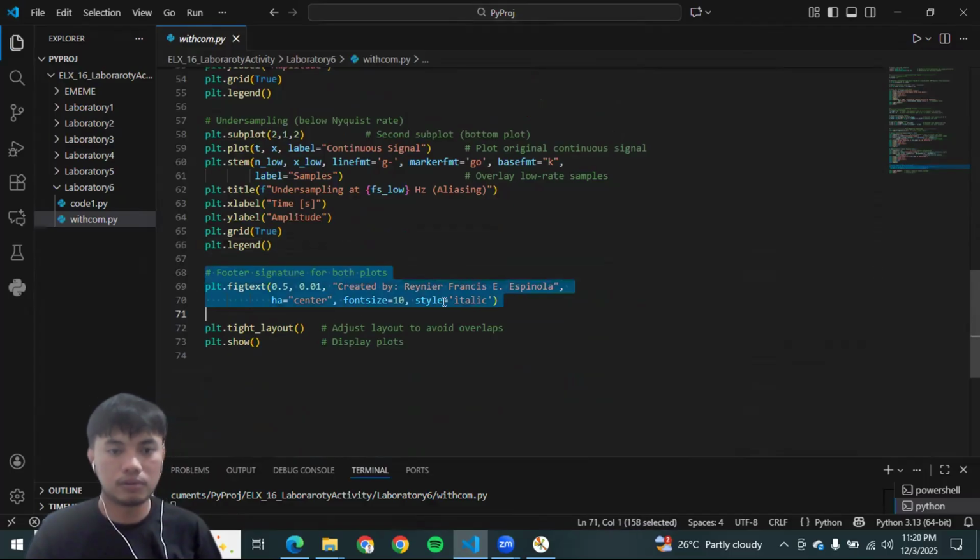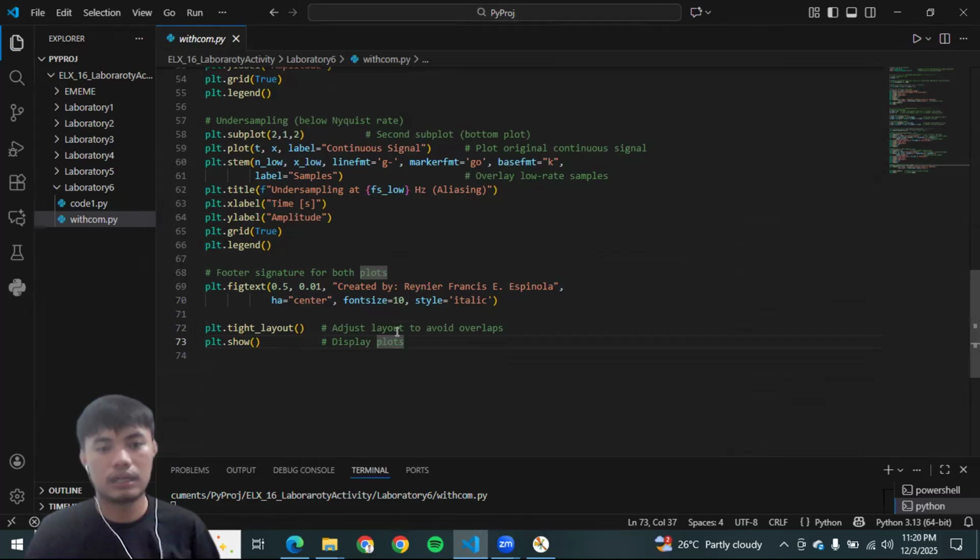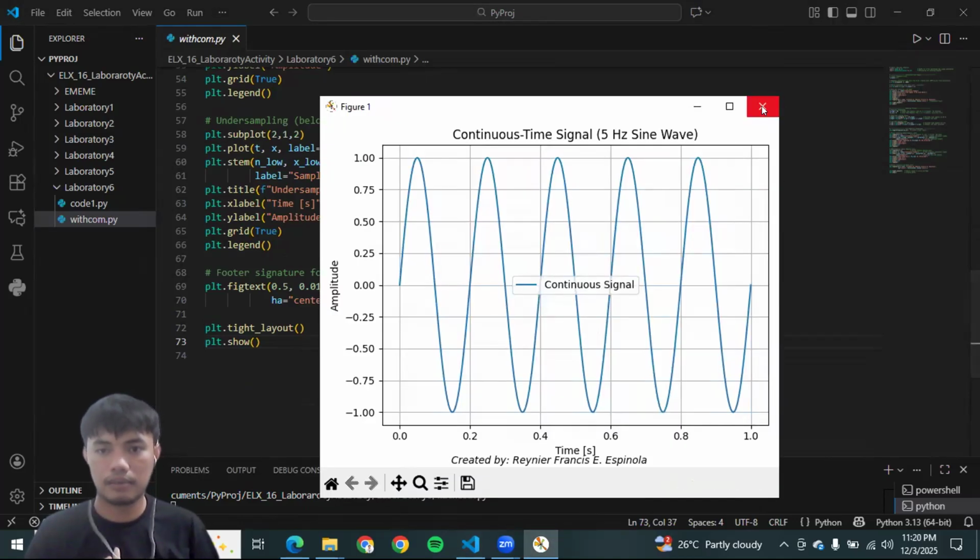So title for the whole figure. Then adjust the layout to avoid overlapping of the plots and display the plots. So ito na lalabas.